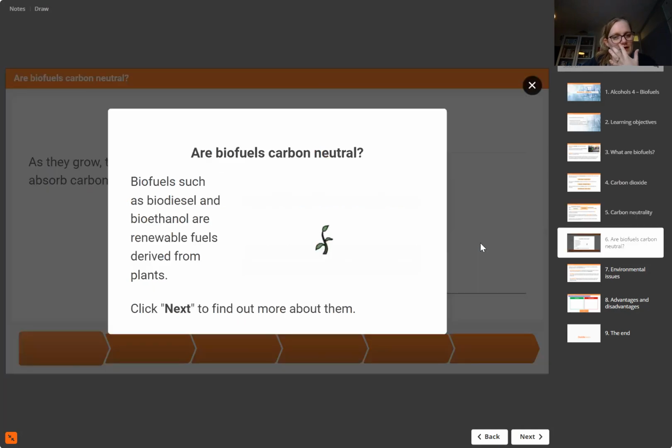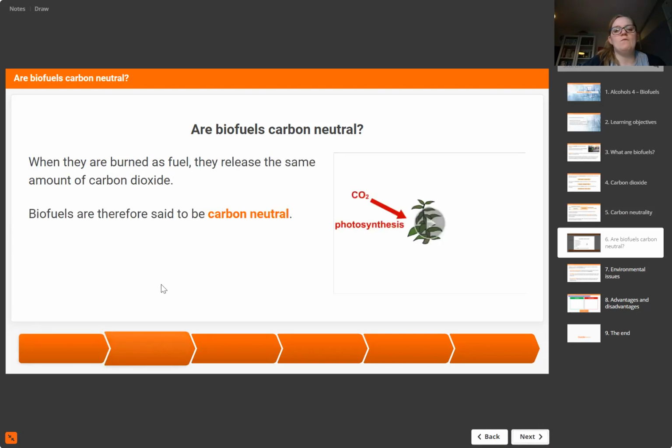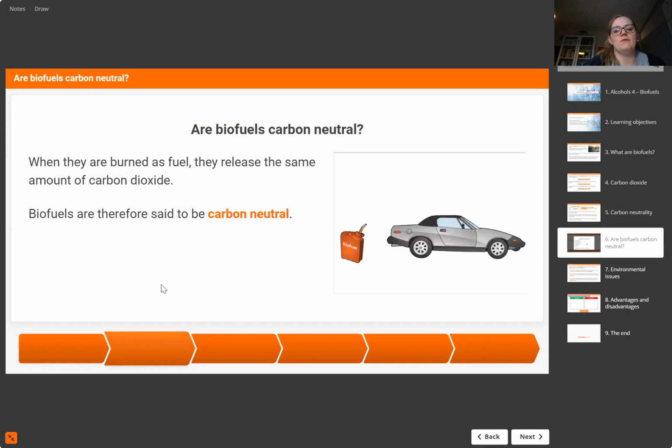So are biofuels actually carbon neutral? So we can have biofuels such as biodiesel and bioethanol. They are renewable fuels and we get them from plants, but are they actually carbon neutral? So let's start off with the plant. As the plants, and these are plants that we're going to use to make biofuels, are growing, they absorb carbon dioxide from the atmosphere for photosynthesis. Okay, nice and simple. When we then burn them as fuel, they release the same amount of carbon dioxide. Therefore, biofuels are said to be carbon neutral.